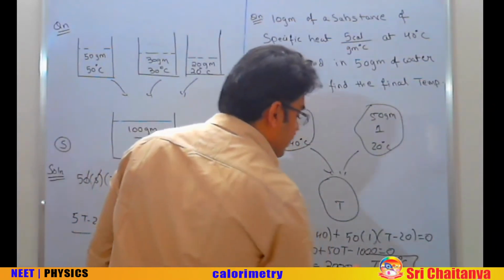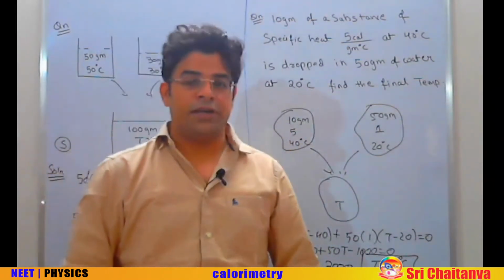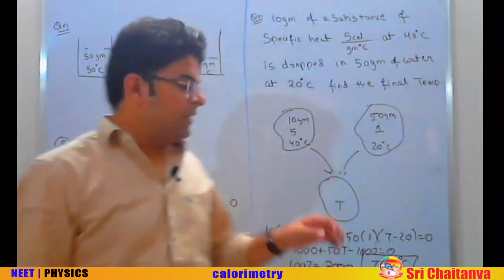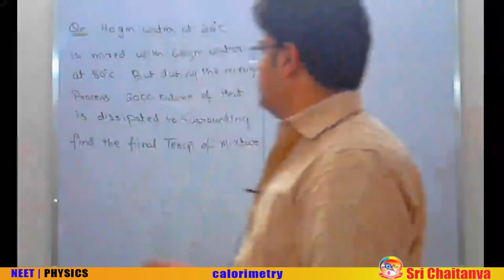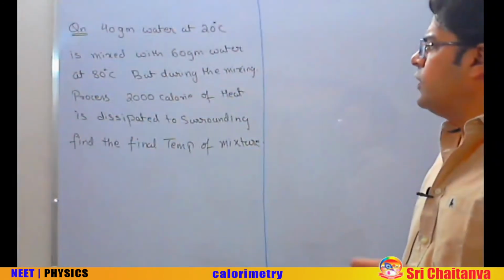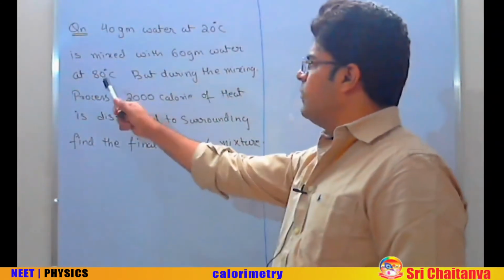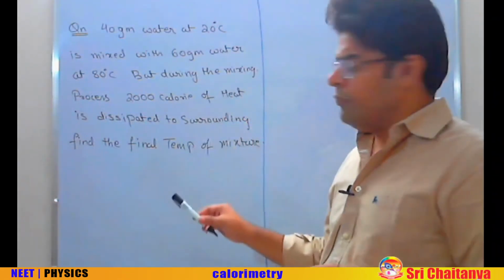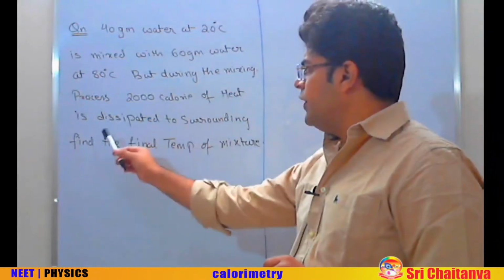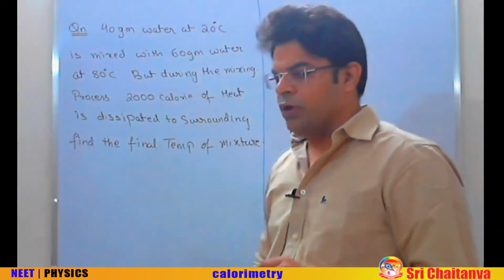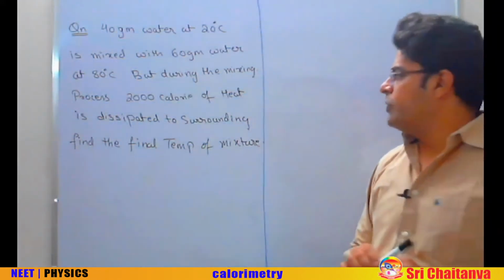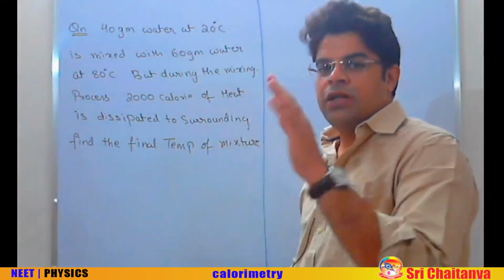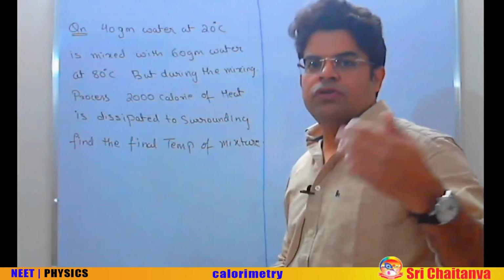So the weighted mean method, m1 t1 plus m2 t2 plus m3 t3, works only for the same specific heat. That's why this method is important. Let's solve this example. 40 gram of water at 20 degrees centigrade is mixed with 60 gram of water at 80 degrees centigrade. But during the mixing process, 2000 calorie of heat is dissipated to the surroundings. Find the final temperature of the mixture. So now here is the point where this method helps. The heat given to 1 plus heat given to 2 equals the actual heat given.